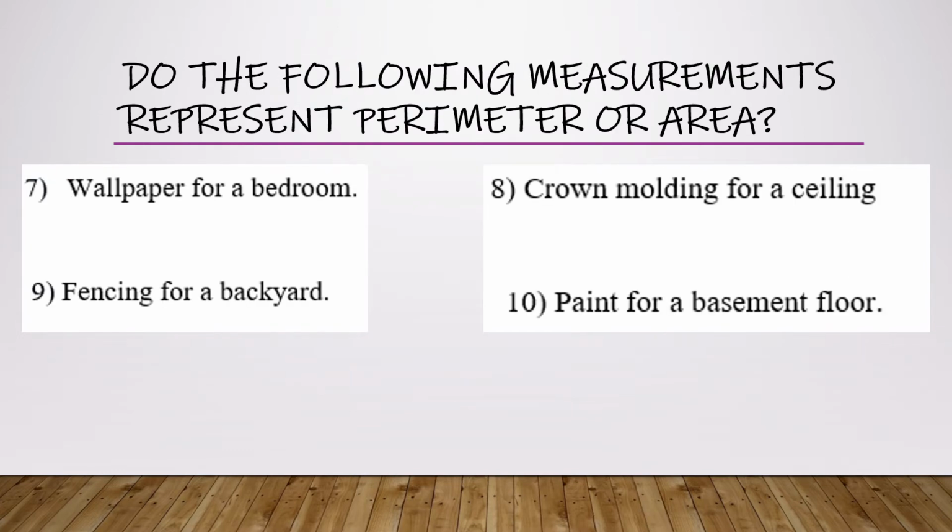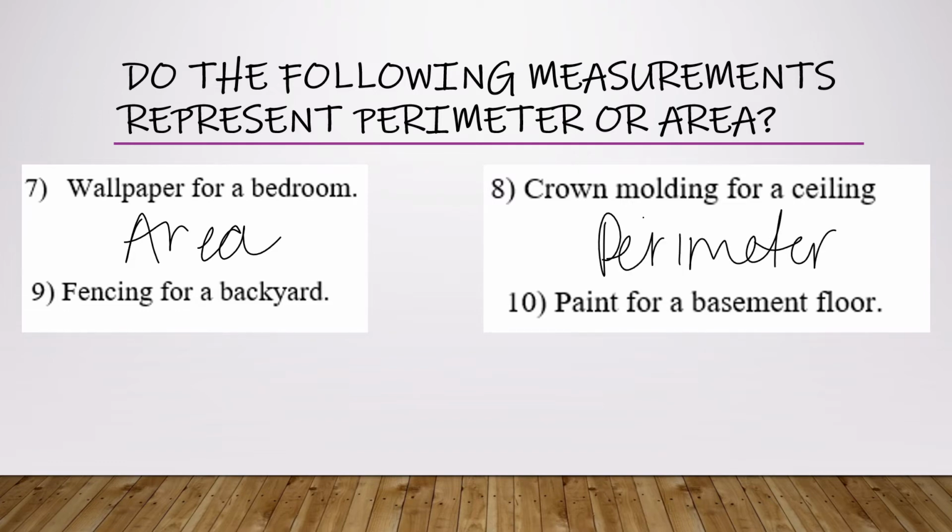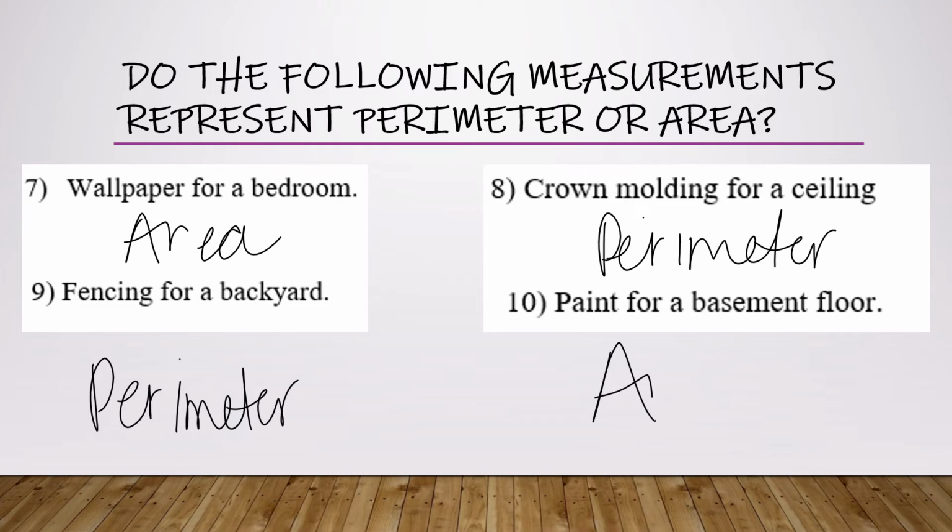Do the following represent perimeter or area? Wallpaper for the bedroom. You are trying to cover the whole entire wall, so that would be area. Crown molding for a ceiling, you are just going on the outside edges of the ceiling, so this would be perimeter. Fencing for backyard, you're just going around your property lines for your backyard, so that would also be perimeter. And then paint for basement floor, you're trying to cover the whole floor, so that would be area.